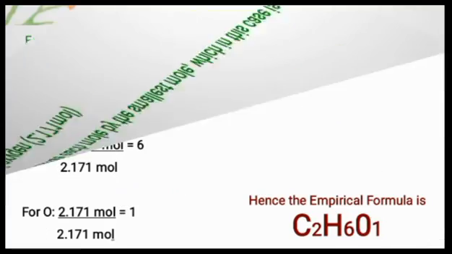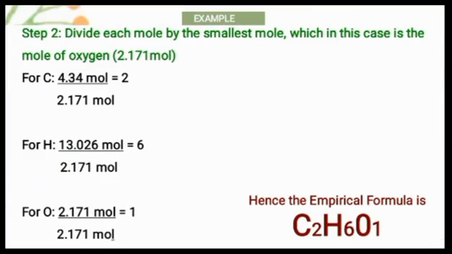Now, step 2, divide each mole by the smallest mole, which in this case is oxygen, having 2.171. Therefore, we divide the mole of carbon, 4.34, over the mole of oxygen, 2.171, and we have a subscript of 2. We do the same for hydrogen, we get a subscript of 6, and the same for oxygen, we get a subscript of 1. Therefore, the empirical formula becomes C2H6O1. This is the simplest ratio of a formula.